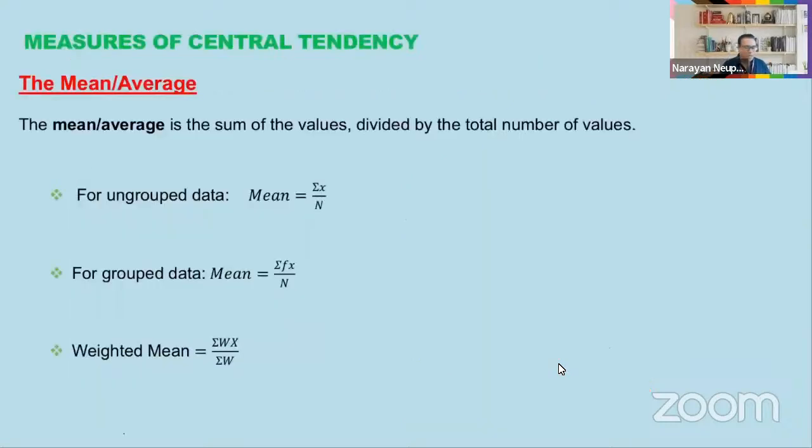The first one is the mean or the average. And you already know how we find the average. If I ask you what is average, you'll definitely say that it is the sum of all values divided by the total number of values, right? That is quite famous and all of us know that. We have to find the sum and divide by the total number of observations.